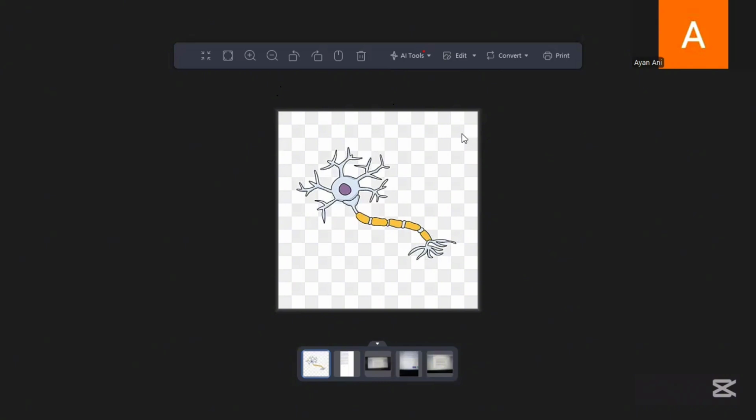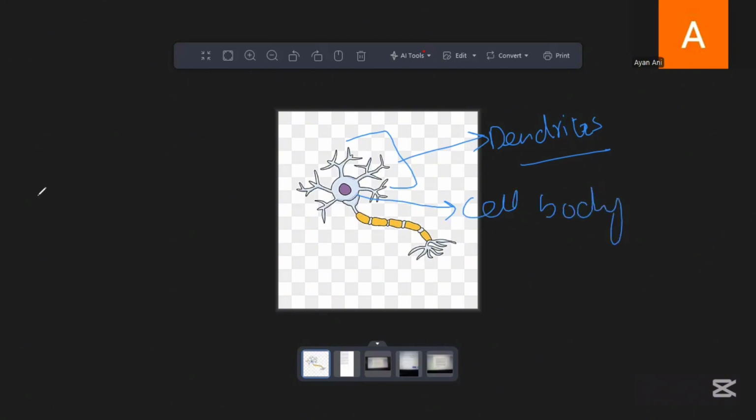Okay, so first of all, we have this region right here, which is highly branched and seems like an extension of this portion. These are dendrites, and they are defined as the cytoplasmic extension of the cell body. Dendrites are highly branched cytoplasmic extensions, which provide a larger surface area to receive nerve impulses from different neurons.